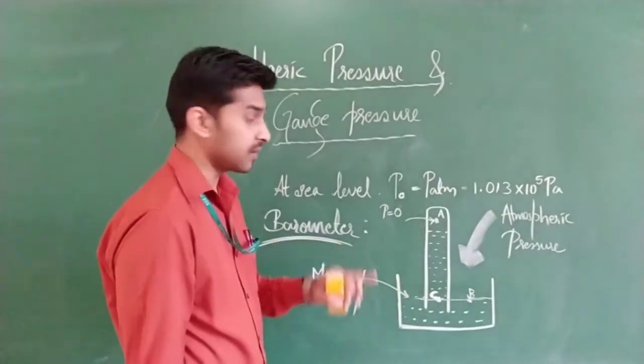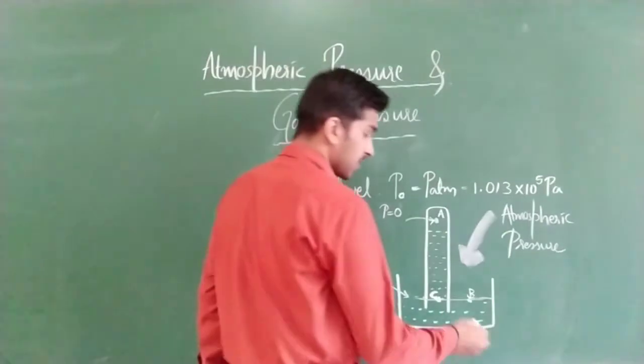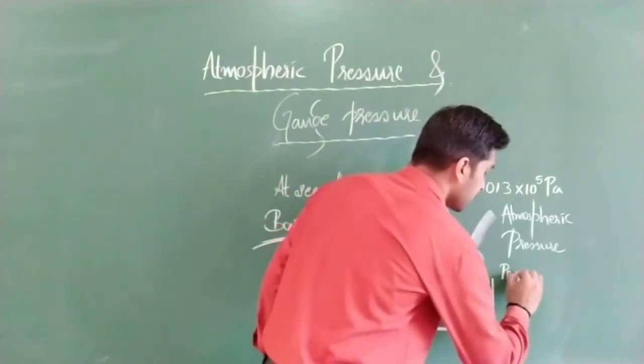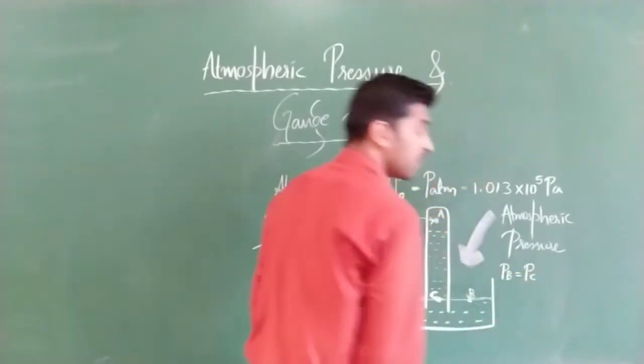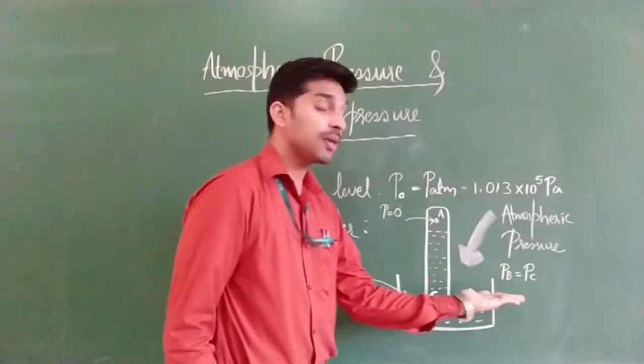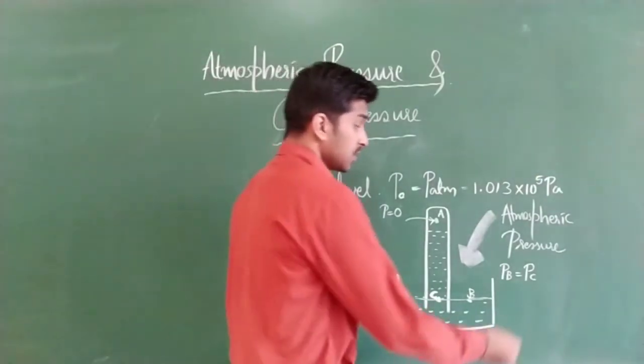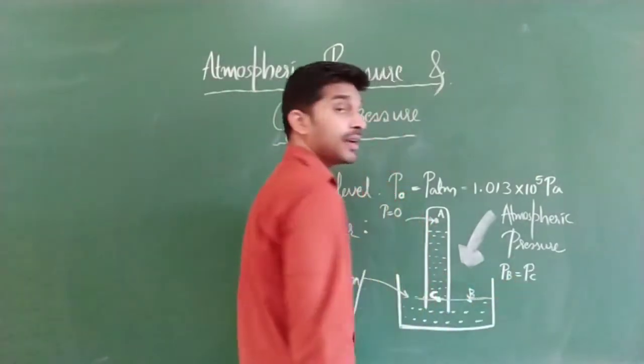B-A-R-O-M-E-T-E-R. Barometer. Okay. So now we are going to write it here. Pressure at point B should be equal to pressure at point C. Why? Because they are at the same horizontal level. Clear? So now next question. So PC, what do I have to write now?